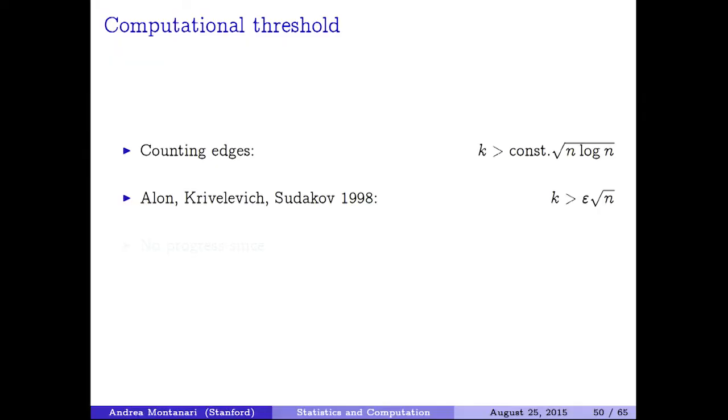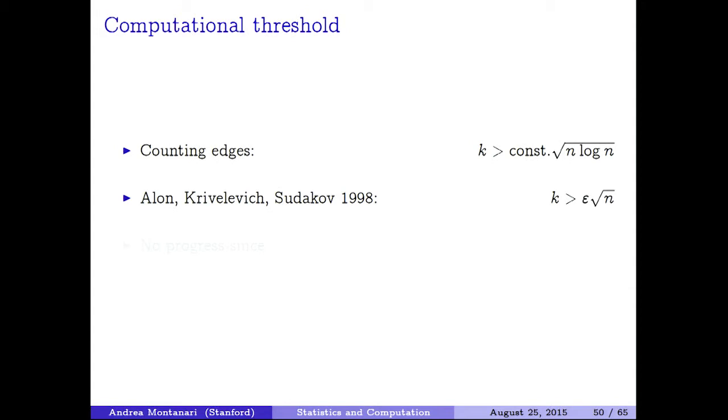Okay, as for computational thresholds, the situation is much, much bleaker. The simplest possible algorithm that you can think of is you just count the number of edges in the graph. If you planted a clique, probably there are a little bit more edges. So you count how many edges. If it's above a certain threshold, you say there is a clique. If it's below that threshold, you say there is no clique. So this works if the size of the clique is bigger than square root of n log n.